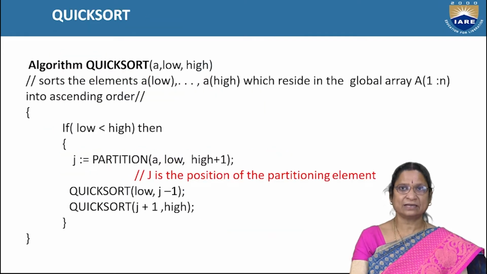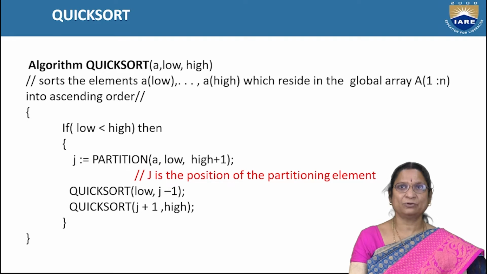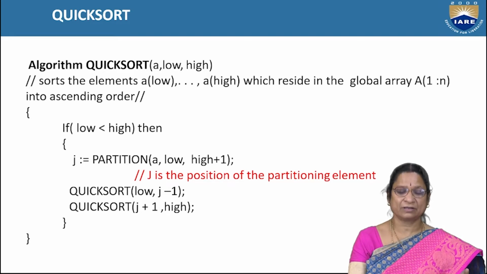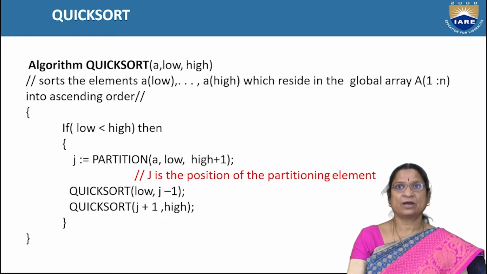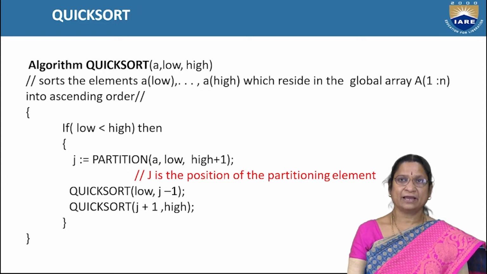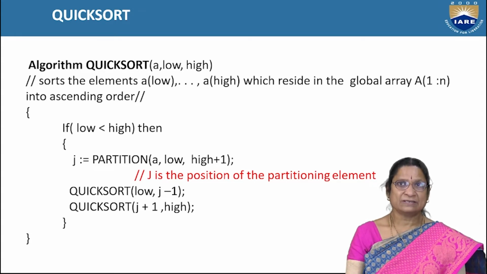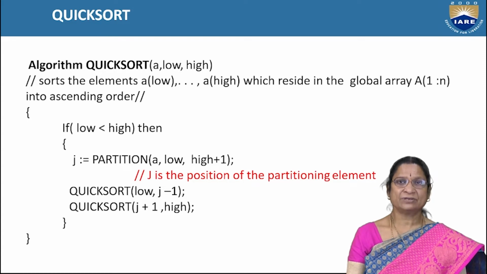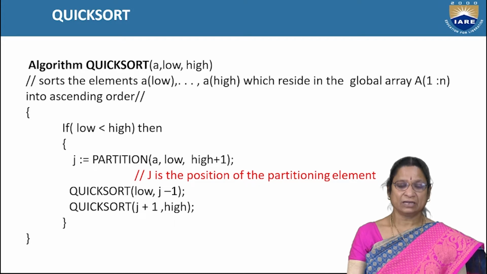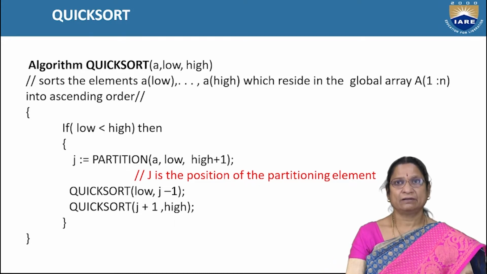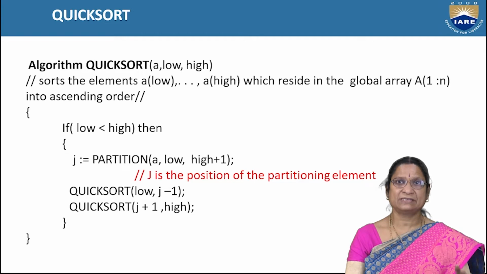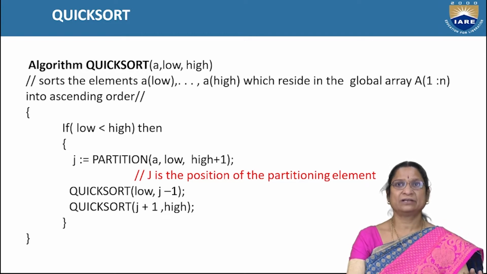So quicksort, this is the normal algorithm notation. We have written the algorithm. The algorithm is quicksort: A is an array, with a lower bound and a high upper bound. Initially, we will pass lower bound as 1 and upper bound as n, or in other words, depending upon the language, lower bound equal to 0 and upper bound equal to n minus 1. That is the entire specific range of the elements we will consider.